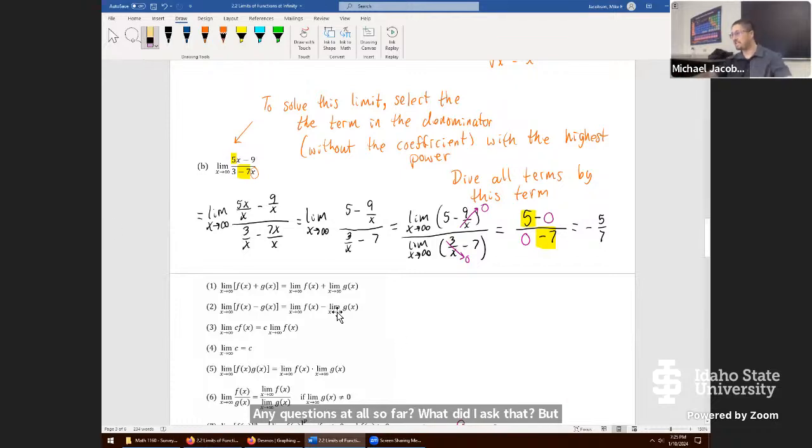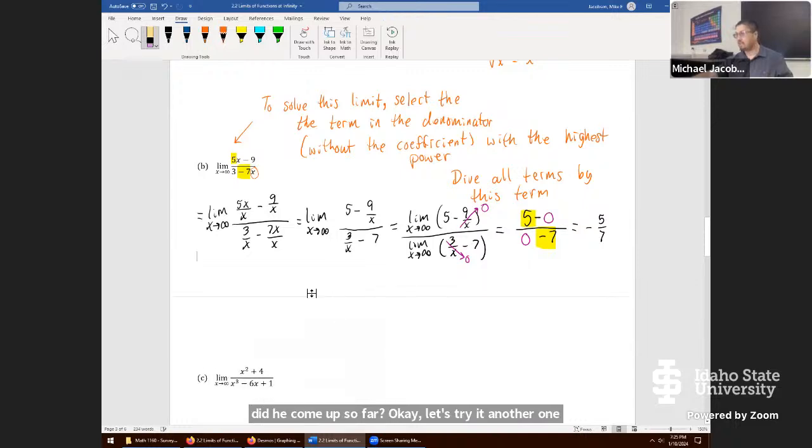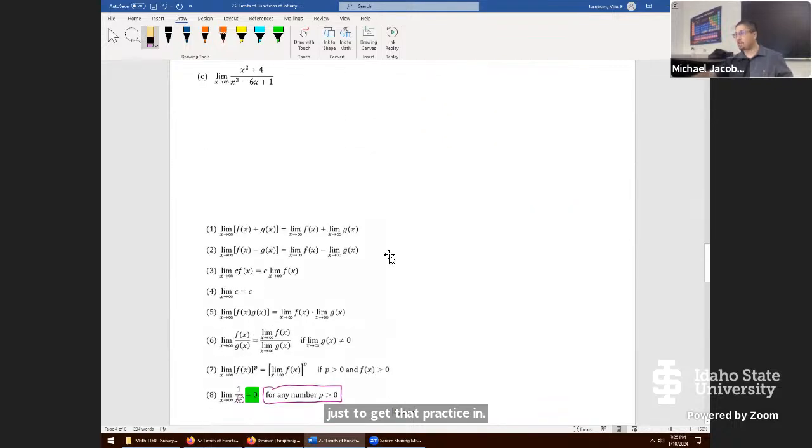Okay, let's try out another one just to get that practice in. And here's our next one to give a try. Well, same as before, it's a rational function. The same strategy that we used before, we're going to try to use again once more.